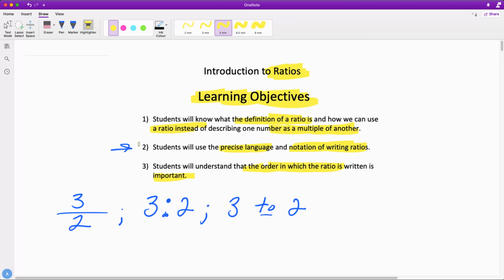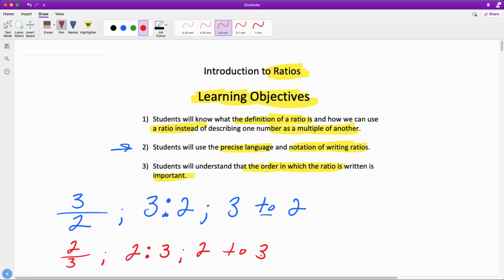And then the last thing is students will understand that the order in which the ratio is written is important. So this 3 to 2 is not the same as if I were to write it as 2 to 3. Right now, you might not necessarily understand why this is so important and how these are different. But in a few sections, when we start solving word problems that deal with ratios, you're going to see why it is really, really important that the order does matter, right? The red and the blue ratios are not the same, even though we may be comparing the exact same quantities and the exact same items, but they're different depending on the order in which we write it.